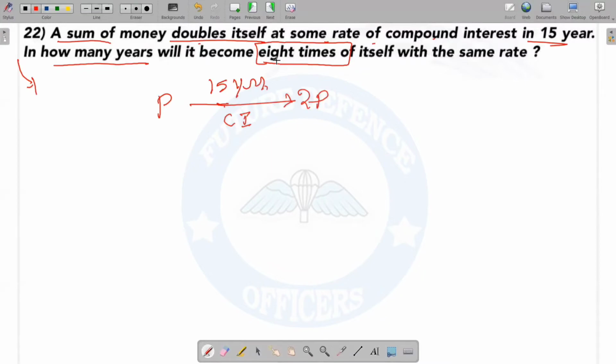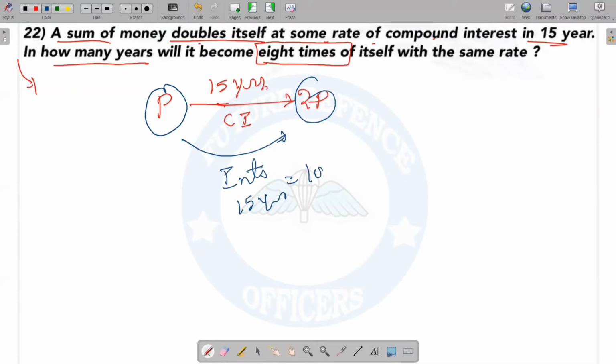Everyone tell the answer. In compound interest, what was going on? Actually, our interest was changing only, na? Amount in rupees was changing. Why? Because principal was changing. Same way here also, the principal has changed. This P was the principal, it became 2P, means this money doubled, means we can say interest for 15 years is 100%.